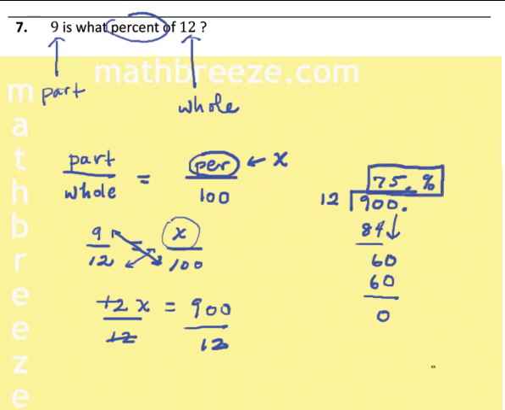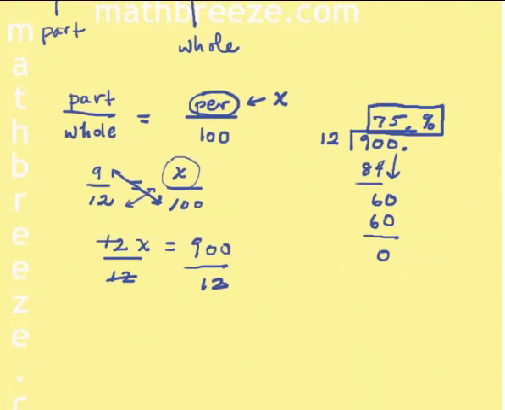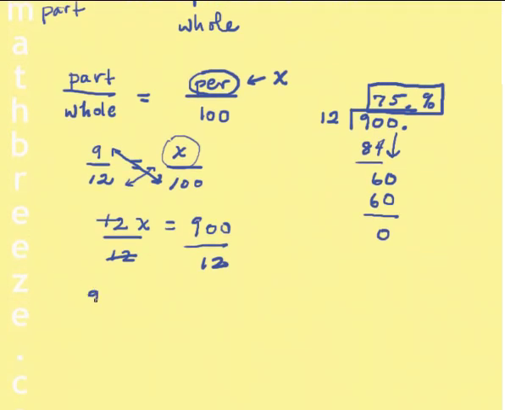Now let's just notice that this fraction, 9 over 12, could have been reduced, so we could start the problem by reducing. We could divide top and bottom by 3. And we get 3 over 4 equal x over 100, and then we can cross multiply and continue from there.